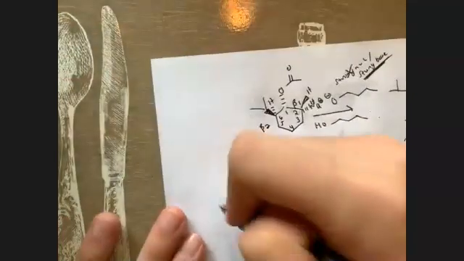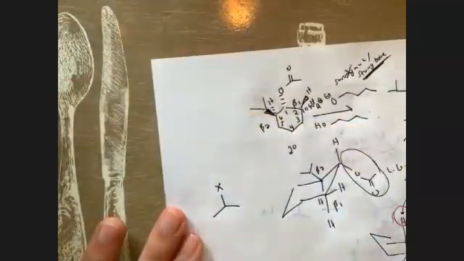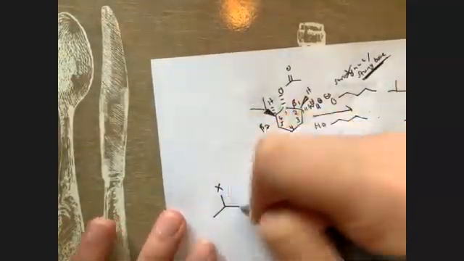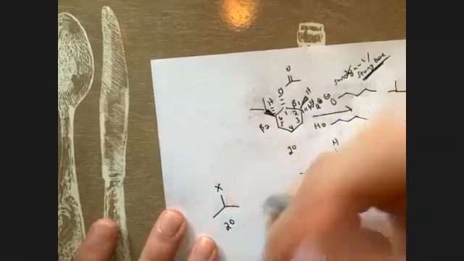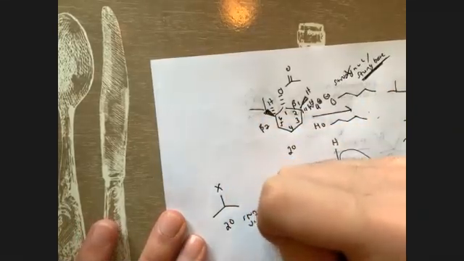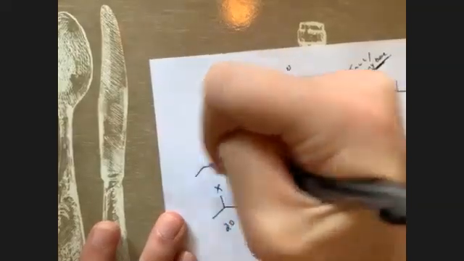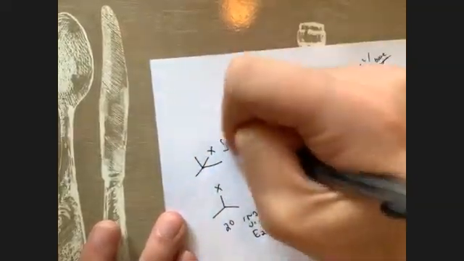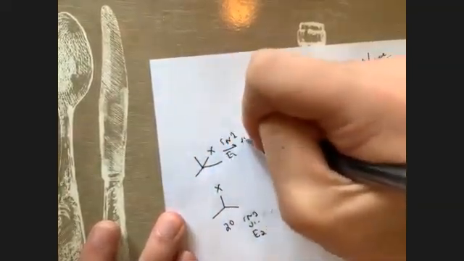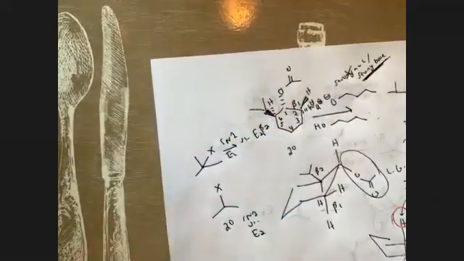Then for E2, we have competition. It could either be Sn1 E1 competing with E2, or it could be Sn2 competing with E2. And how did I know that? Let's just say this would be a situation where I'm competing because it's secondary. So I would say secondary is Sn2 versus E2. But when I'm tertiary, that's Sn1 E1 versus E2. So we don't know which one's going to prevail.